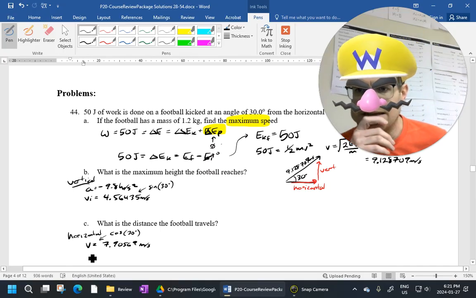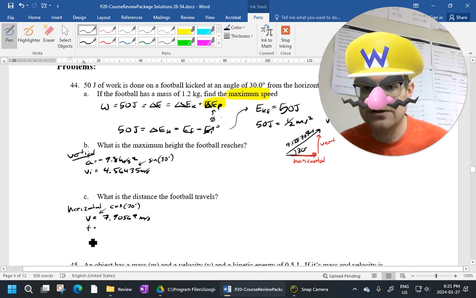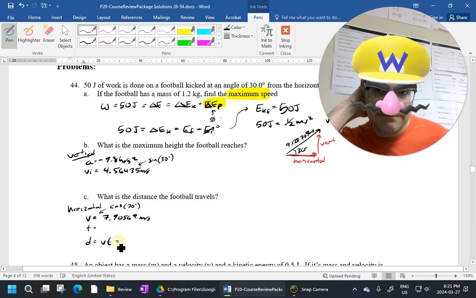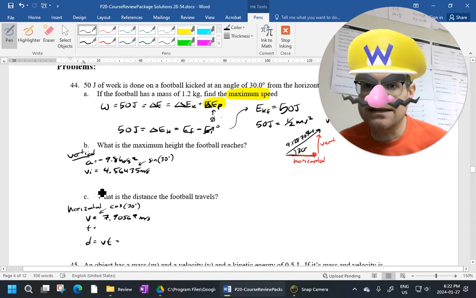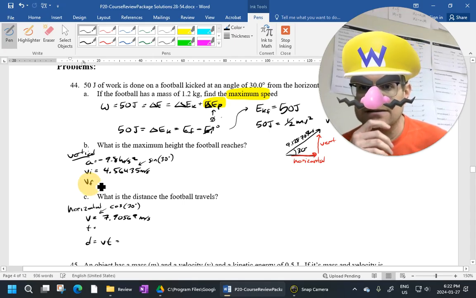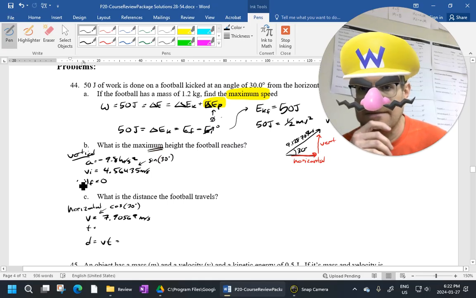So what else do we need? We're going to need time, right? Eventually we're going to need time to solve this question. I'm going to use that information up here to find this time, because to find the distance traveled, I need my speed and my time. I just got to find that time. VF, max height, VF. Oh, max height, because we're at max height, that's 0, right? Max height, VF is equal to 0.